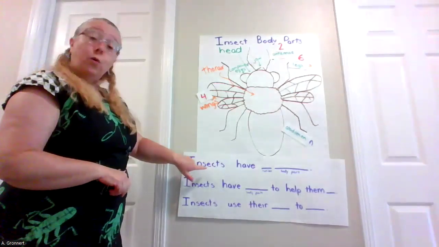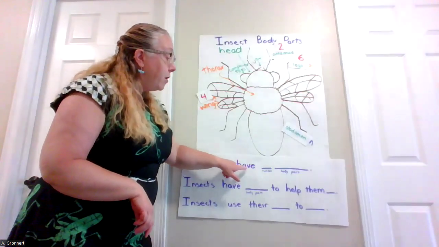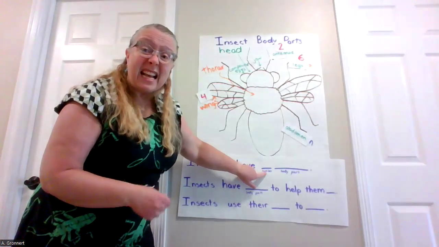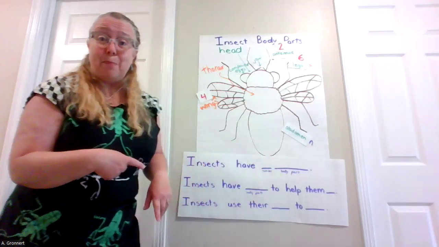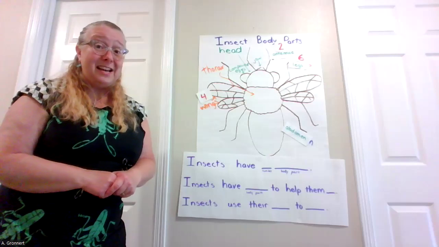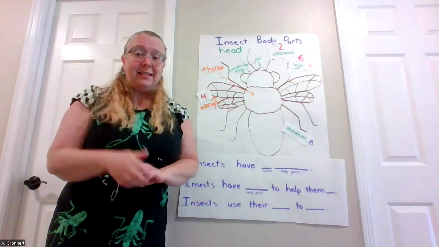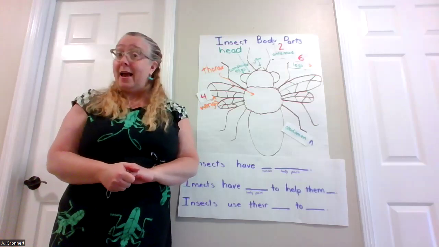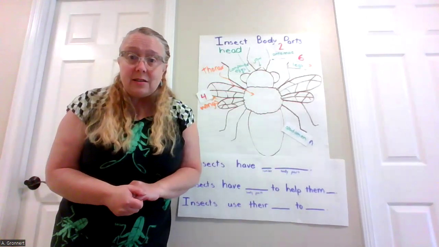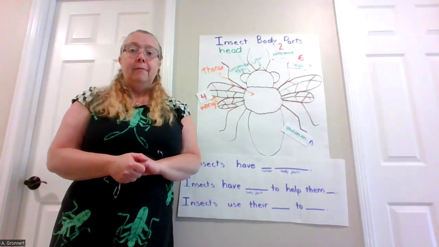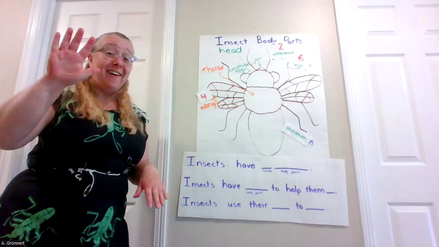Okay, so we can use this sentence frame. Insects have blank. We'll say a number there. Blank. We can say body parts there. Are you ready? Okay, think about what you could say with that sentence frame and tell your partner your sentence. Okay, ready? I'd love to have you share.